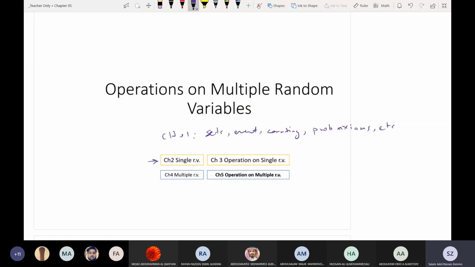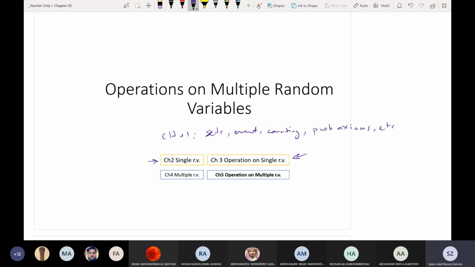The random variable, one single random variable, and we defined the PDF and the CDF and the different functions that describe basically a random variable. We talked about when we condition on an event. We talked about also different random variables, binomial, Poisson, Gaussian, and so on.